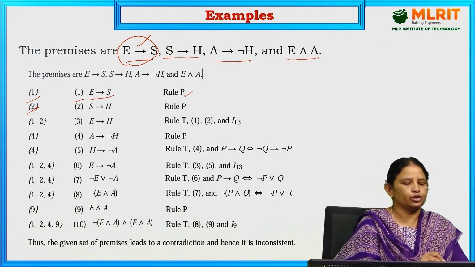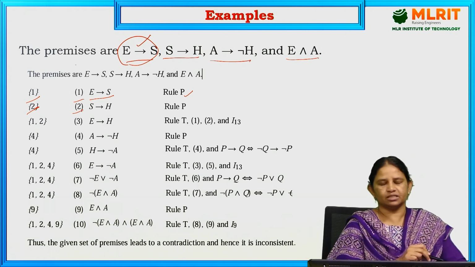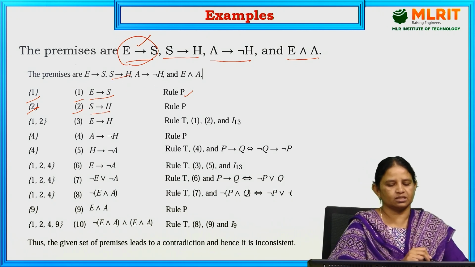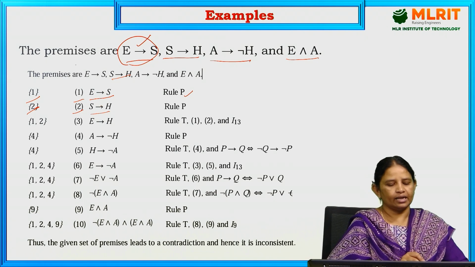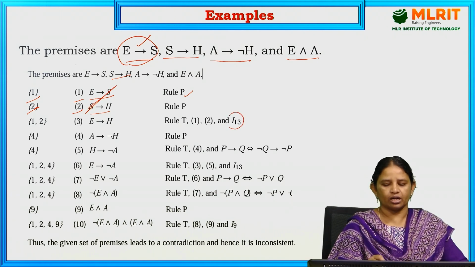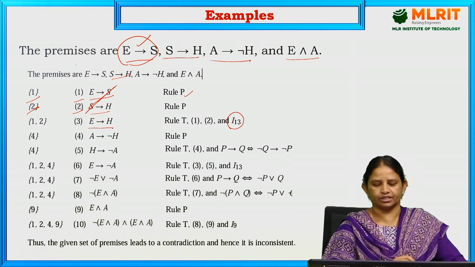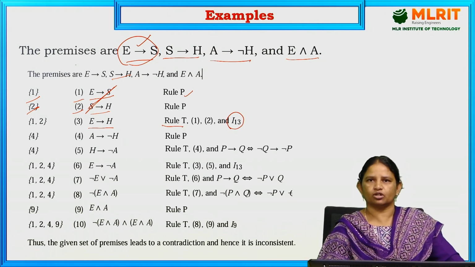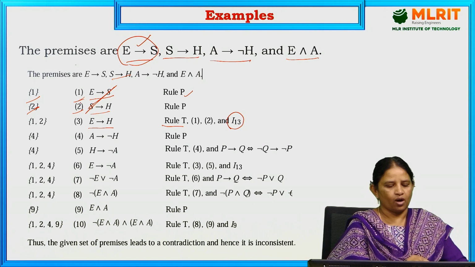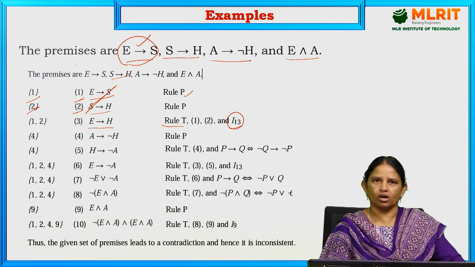Next, the new premise, we can take the premise number as 2. Second premise, S tends to H. It is already present in the set of premises. E tends to S, then S tends to H, the common variable is S. According to implication number 13, E tends to S, S tends to H derives E tends to H. That is derived from the set of premises, so we can call it as rule T. From where is it derived? From 1, 2 and implication number 13 it is derived. So we can call it as rule T.